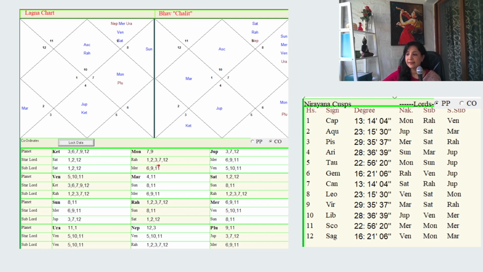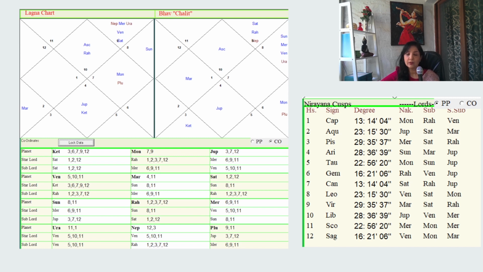So we get 7-9 at star lord level in the script. 7-9 plus 12, and at sublord we get 9-11. And also Moon is sublord of the 11th house plus 12th house. So it is supporting. Promise is there. Now the most important point: we saw the promise is there.